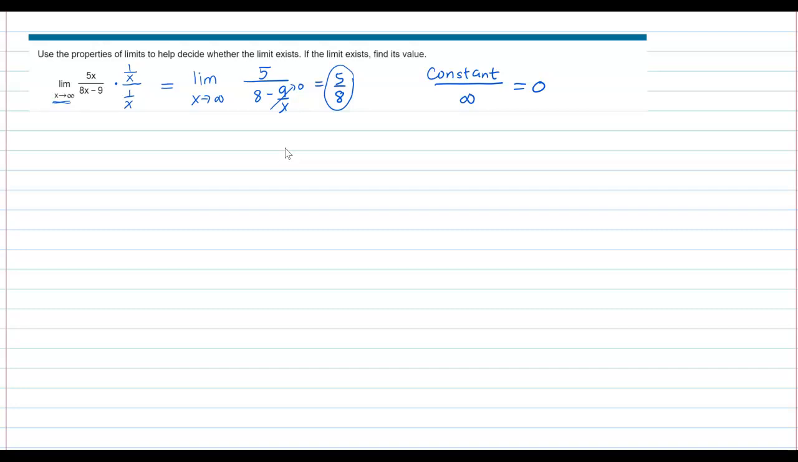Now I also have a shortcut. The shortcut is to just compare the degrees for numerator and denominator. So what you would do is you would just look at the leading terms. So 5x over 8x, then you divide it. The x cancels out. Then you just have that constant. The limit of a constant is also that constant. And that is the limit of that function.